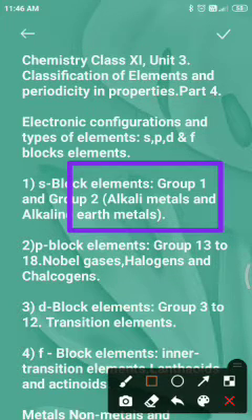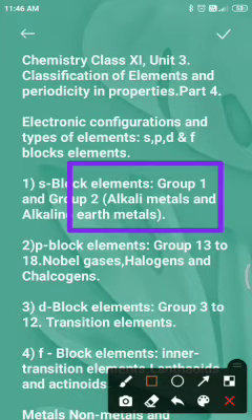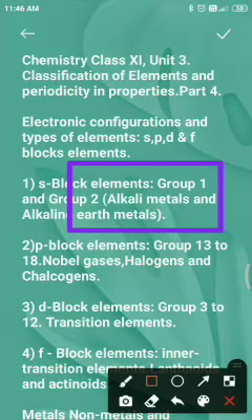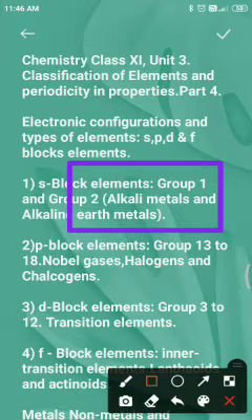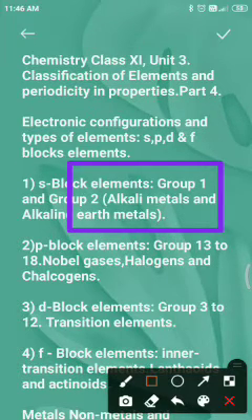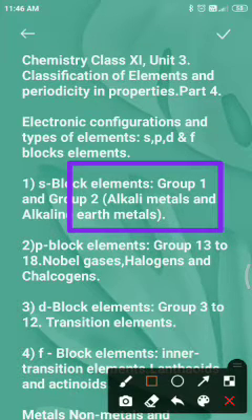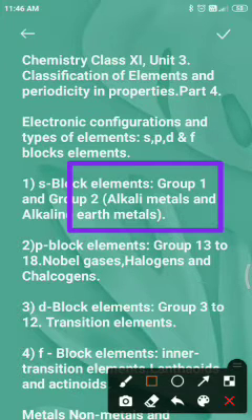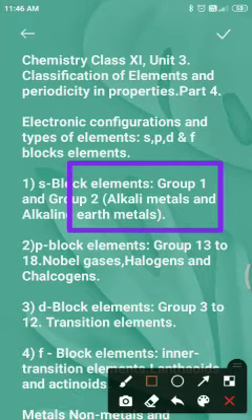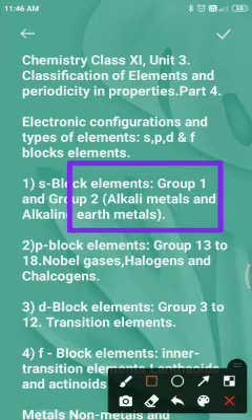The metallic character and the reactivity increase as we go down the group. Because of the higher reactivity, they are never found pure in nature. The compounds of the s block elements, with the exceptions of those of lithium and beryllium, are predominantly ionic.